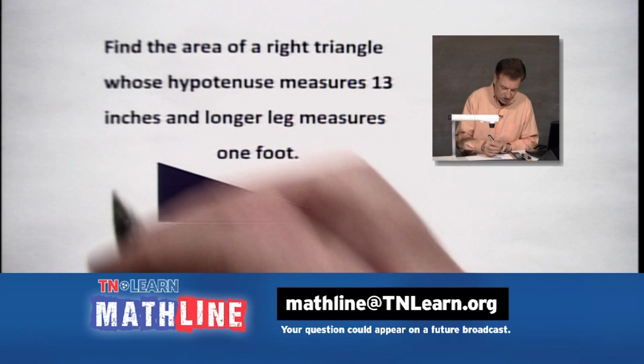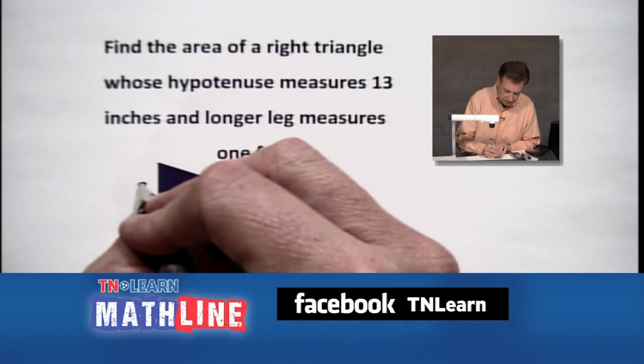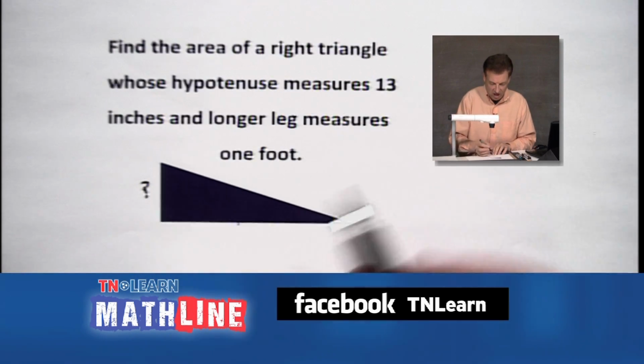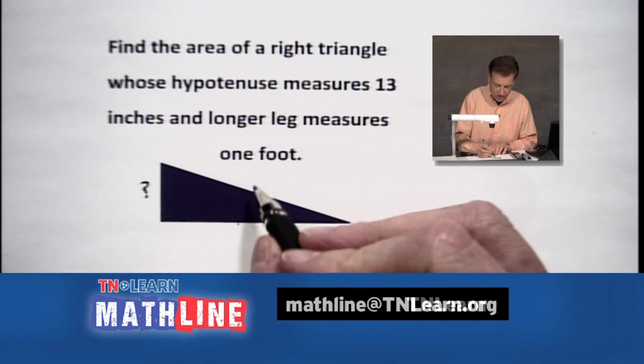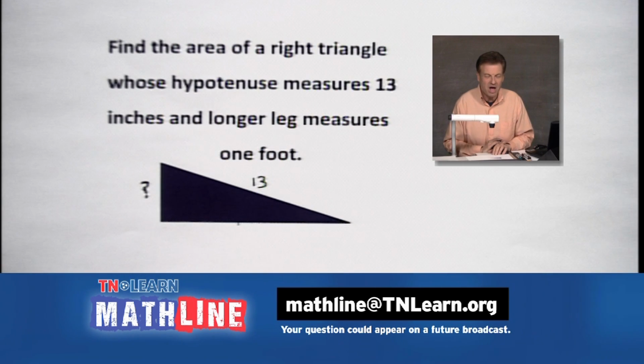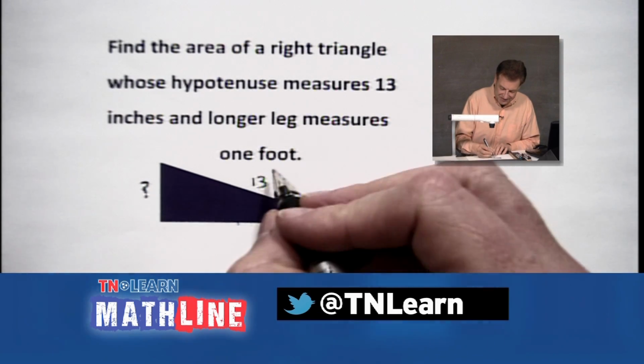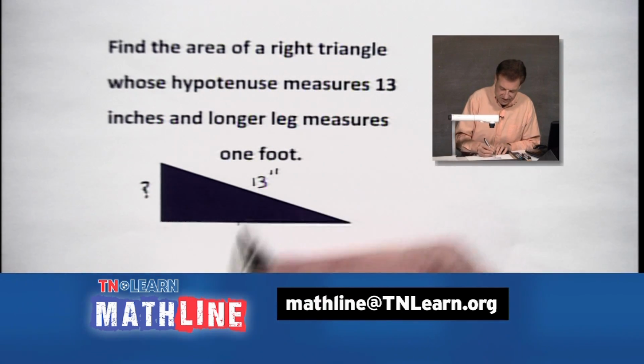So the question is, what have we got here? And what do we got here? Well, it says 1 foot, the longer leg. By the way, these are the legs. 13 is our hypotenuse up there, all right? So let's play this thing out. Let's see where this is going to go. This is inches. This is a foot.